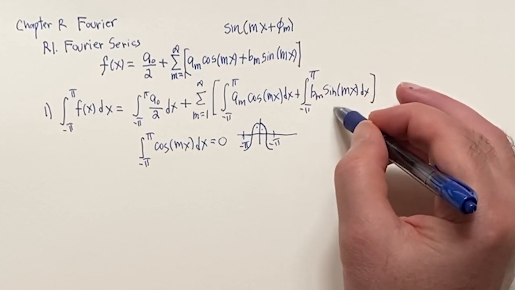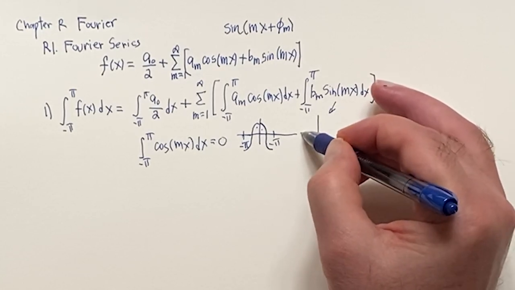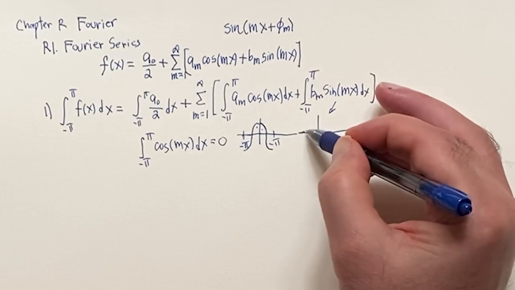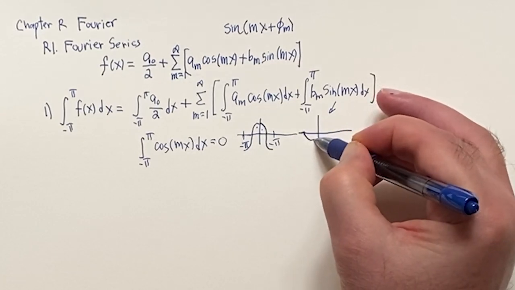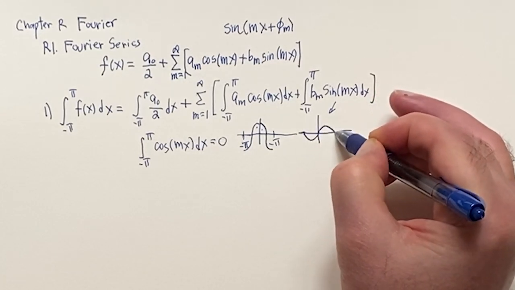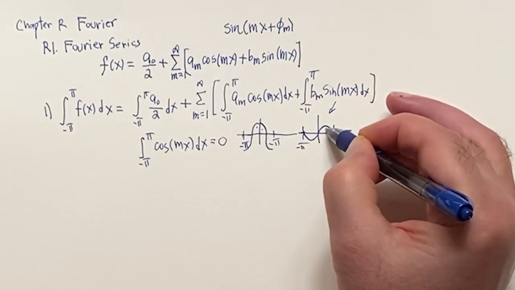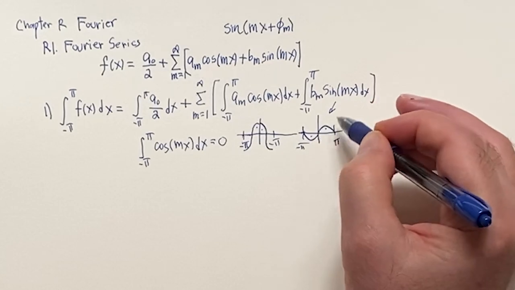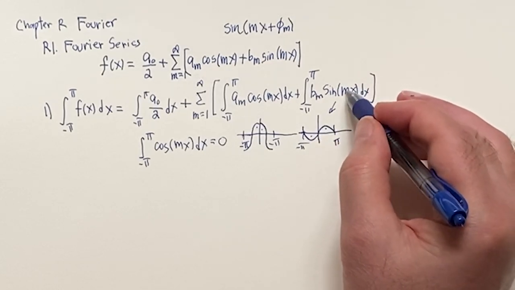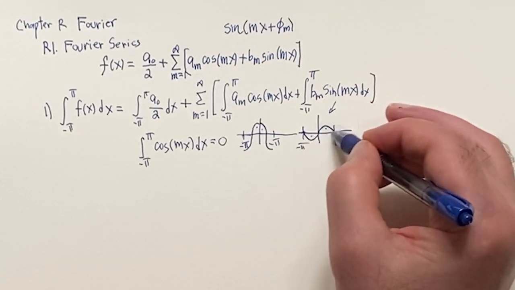And the same thing with the sine here. If we look at the sine function, we would have something that goes like this, from minus pi to plus pi. This is a positive area, that's negative area. And then when m is 2, 3, or 4, you just have two of them in that interval.